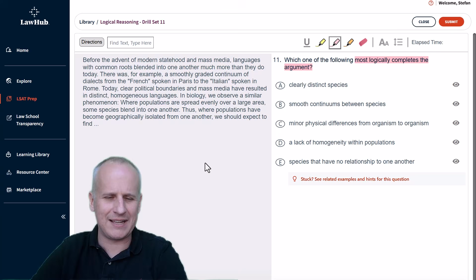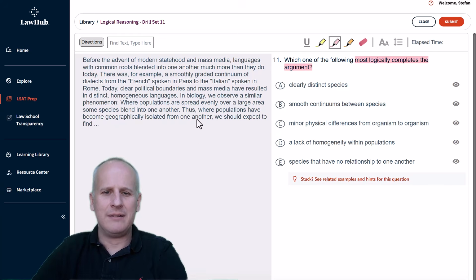So from the top, before the advent of modern statehood and mass media, languages with common roots blended into one another much more than they do today. There was, for example, a smoothly graded continuum of dialects from the French spoken in Paris to the Italian spoken in Rome. Today, clear political boundaries and mass media have resulted in distinct homogeneous languages. In biology, we observe a similar phenomenon. Where populations are spread evenly over a large area, some species blend into one another. Thus, where populations have become geographically isolated from one another, we should expect to find blank.